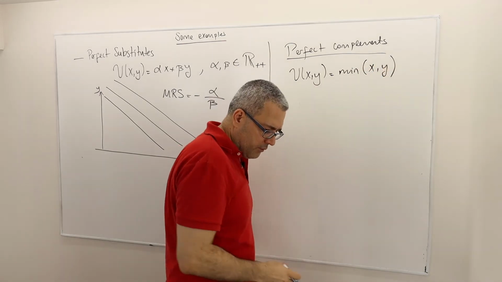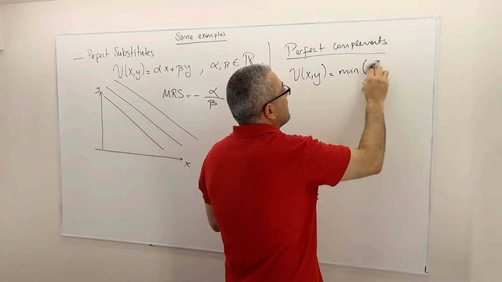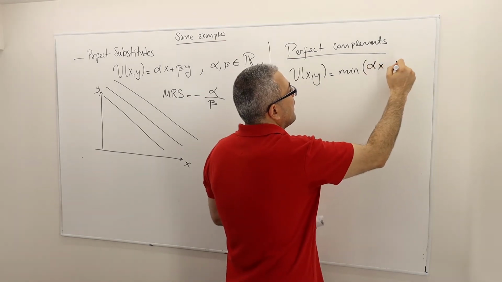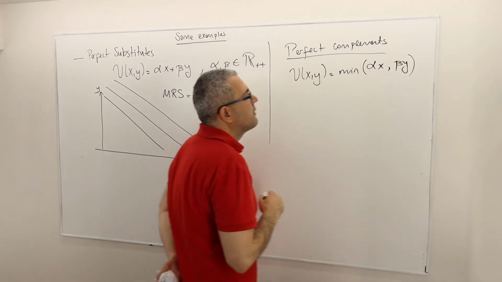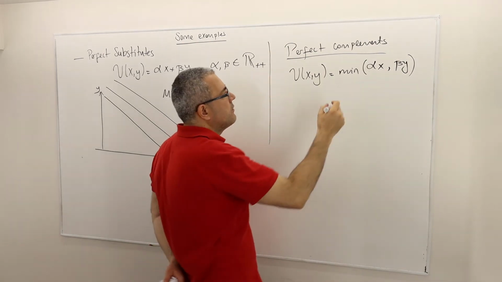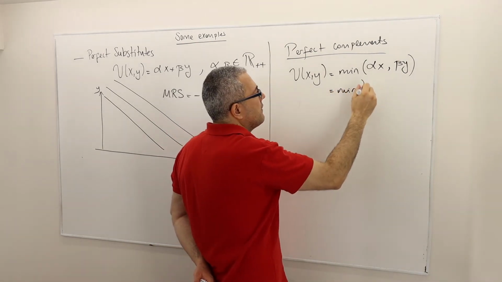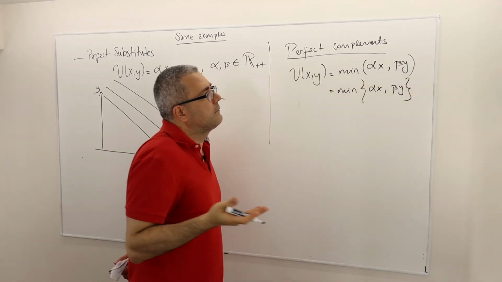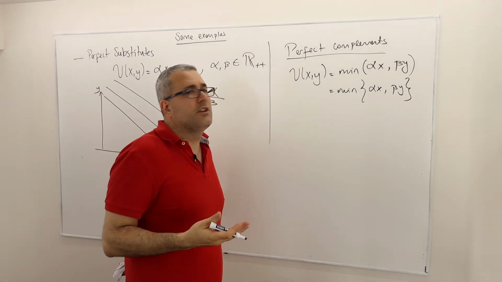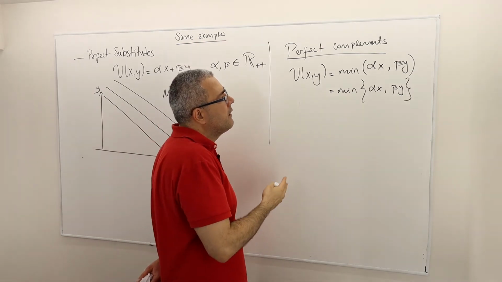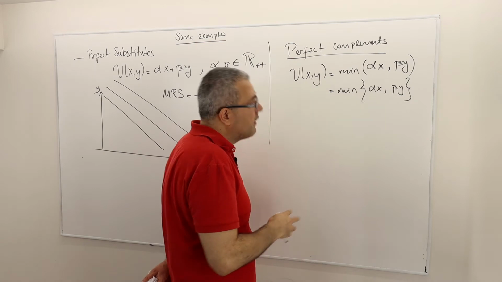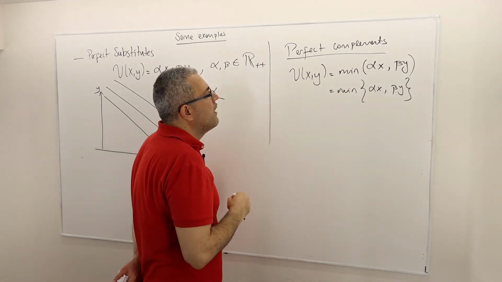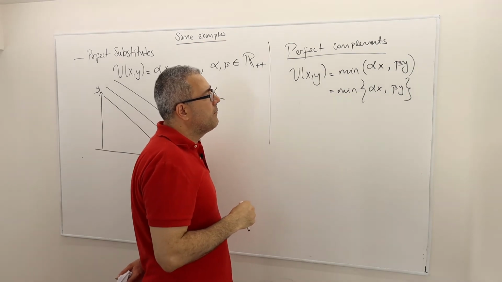All right. But the more general form, let's make it the minimum of alpha x, beta y. All right, something like this. By the way, I sometimes use the following notation instead: alpha x, beta y. Well, as you wish. To me, this is better. But either way, I am okay. So, what does that mean?